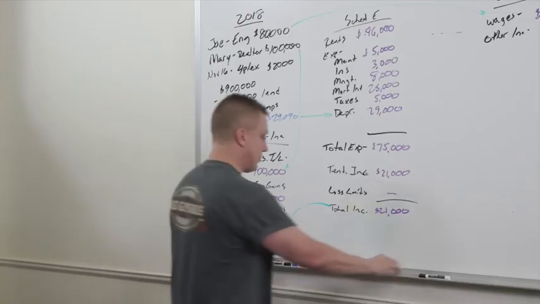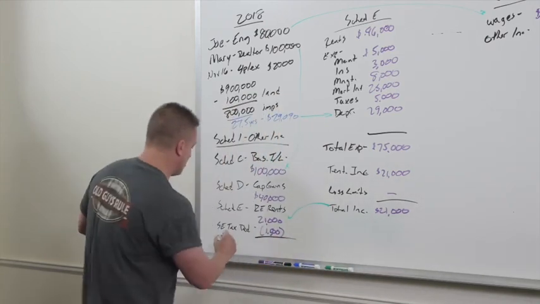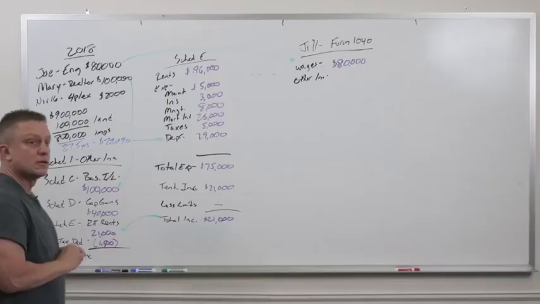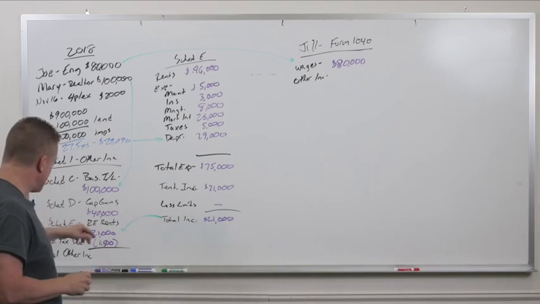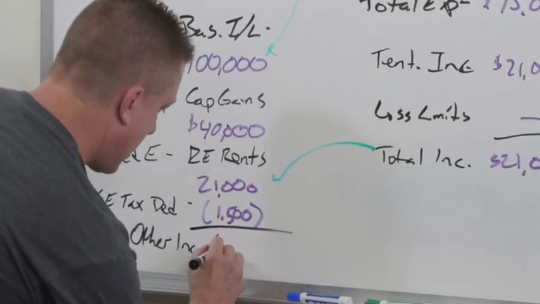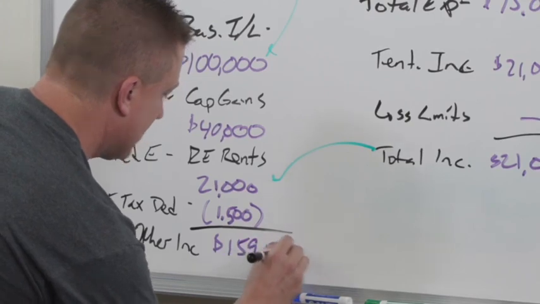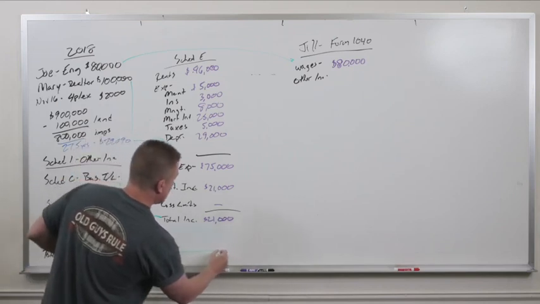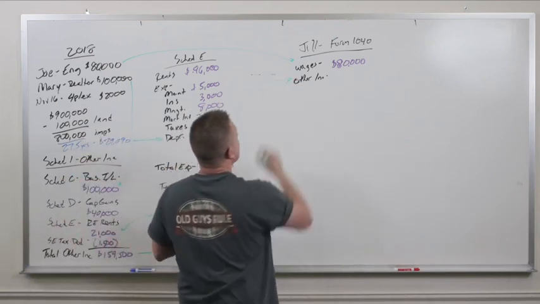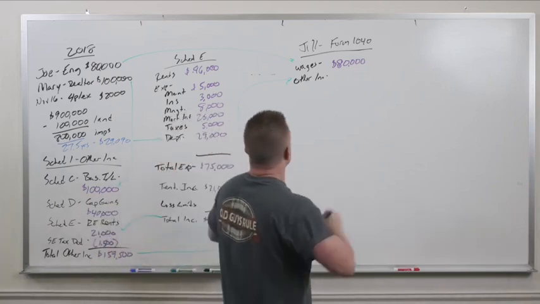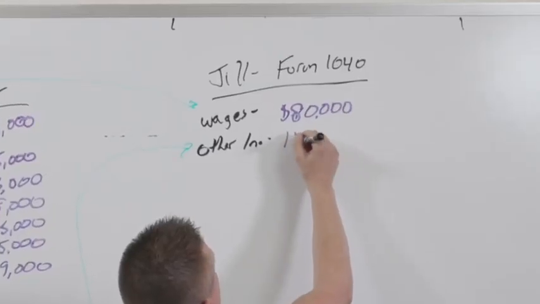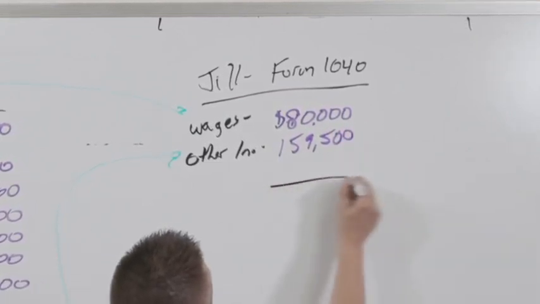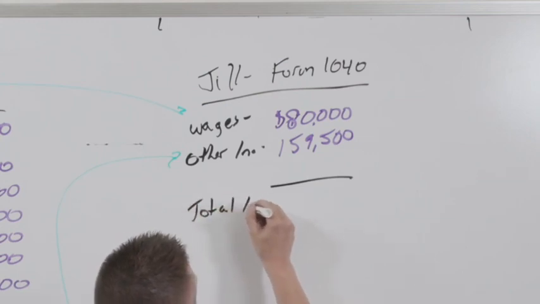So if I add all that up, we end up with what's called total other income. Okay, 100,000 plus 40 plus 21 minus 1,500, that comes to $159,500. Total other income, draw the line here. It's going to go in there. And again, now we're back on Form 1040. Total other income, $159,500. And if I add those together, that's called total income.